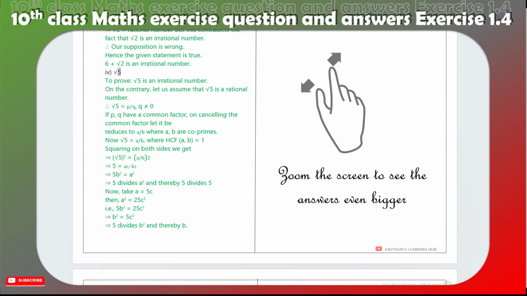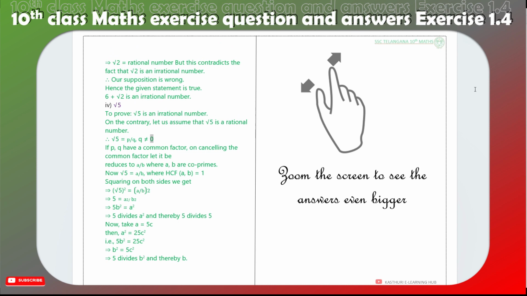4. √5. To prove √5 is an irrational number. On the contrary, let us assume that √5 is a rational number. √5 is equal to p/q, q is not equal to 0. If p, q have a common factor, on cancelling the common factor let it be reduced to a/b where a, b are co-primes. Now √5 is equal to a/b, where HCF(a, b) is equal to 1. Squaring on both sides we get 5 = a²/b², 5b² = a². 5 divides a² and thereby 5 divides a.